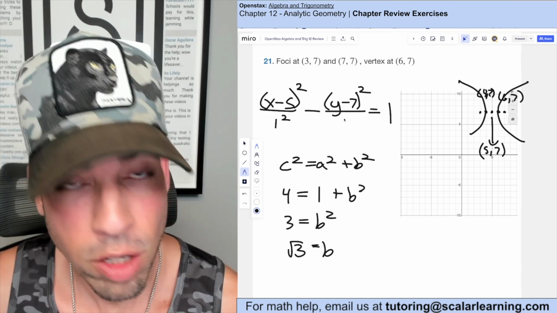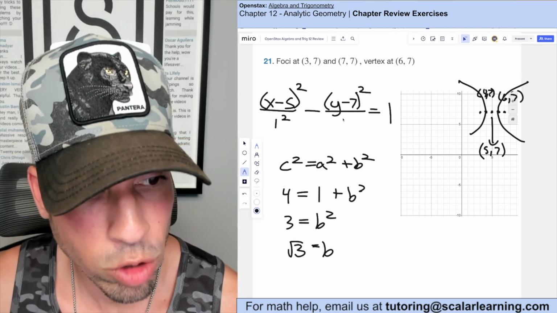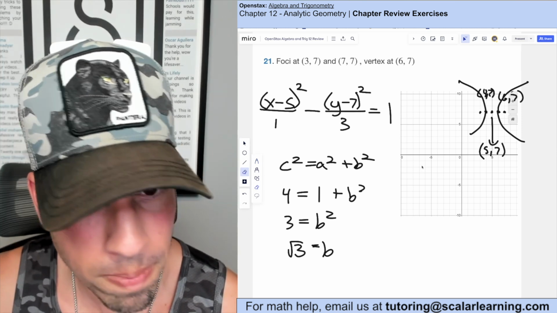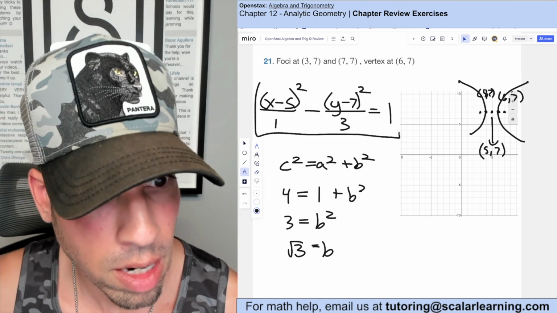But again, under here, we're going to put root 3 squared, which is just 3. And even in the back of the book, they just changed this 1 squared to 1. So we'll leave it the same way. And that's how you do it.